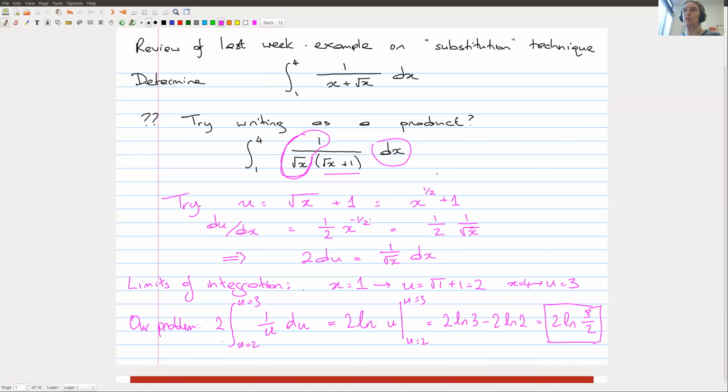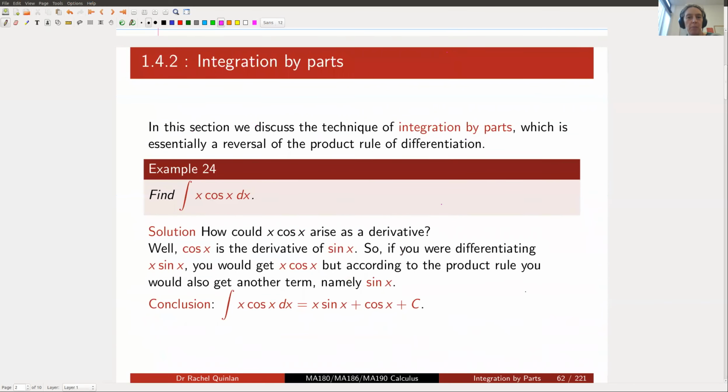That's really just to recall where we were last week and what we were doing. We're going to move on now and look at a different class of problems altogether. And this week our theme is what's called integration by parts. Here it's essentially another technique for integration.